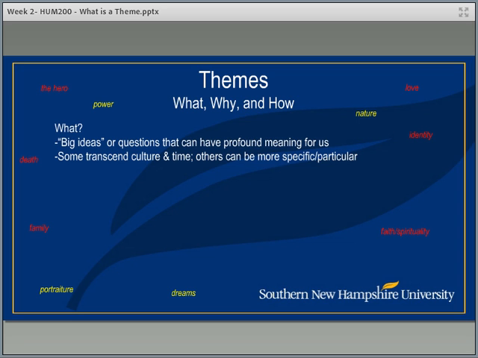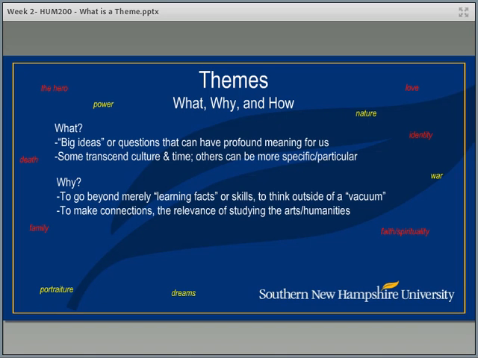The theme of power, again, something that goes across different cultures and times but can be more specific depending on the particular culture, what it means to have power or be powerful. And another one is the theme of war. It's another timeless one, but can be very specific depending on a particular culture or time period in history. So those are some examples of themes, these big ideas and questions that we tend to see appear again and again and have profound meaning for us in works of art.